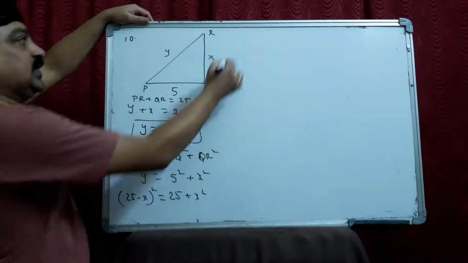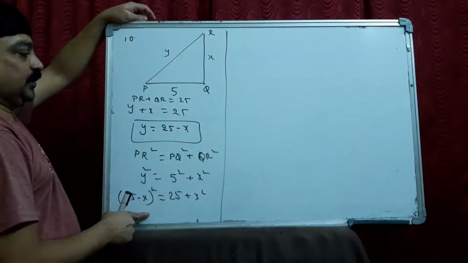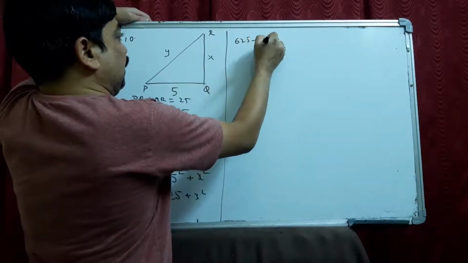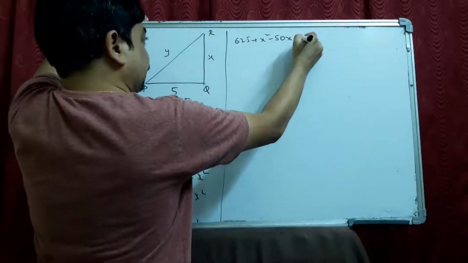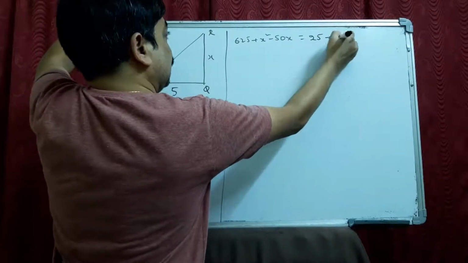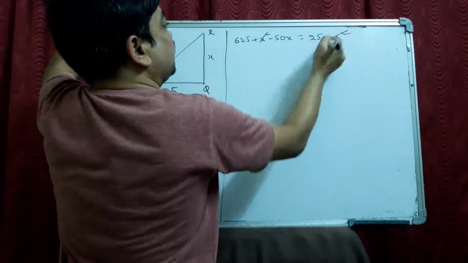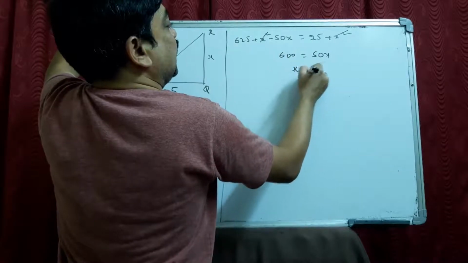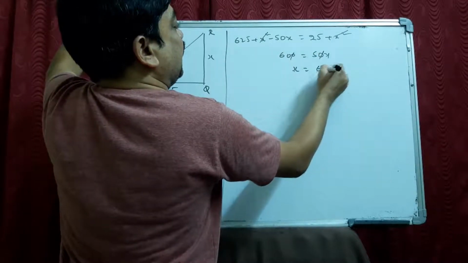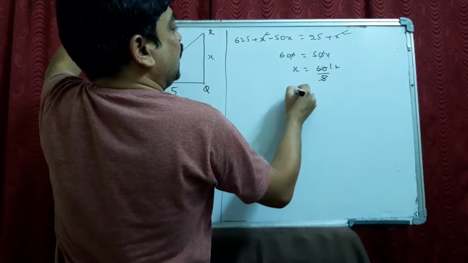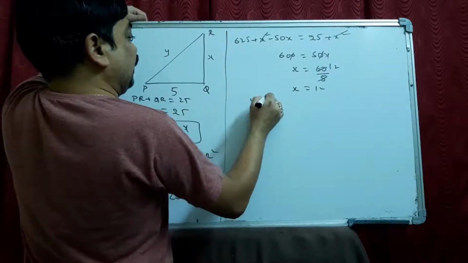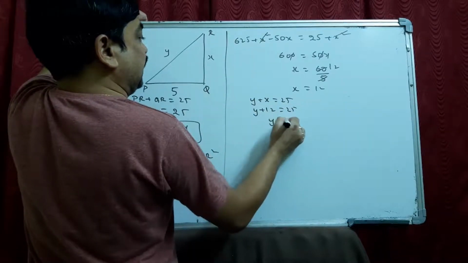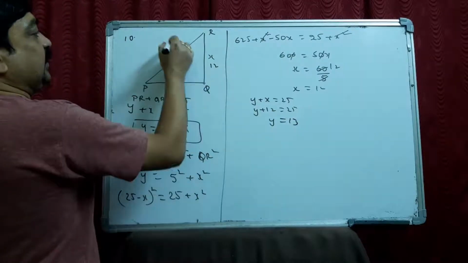Let us expand this. You get A minus B whole square, so 625, A square plus B square minus 2AB. So this is 25 plus X square. X square gets cancelled. So 50X here, 600 here. X equals 60 by 5, that is equal to 12. When X is 12, Y plus X is 25, Y plus 12 is 25, so Y is 13. That means this is 12 and this is 13.